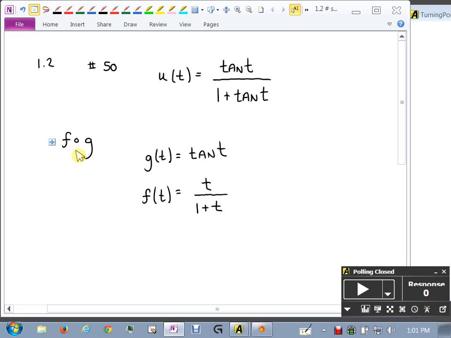F of g means you're plugging g into f, right? So if you take this right here, tangent, and you plug it into the f function, so replace that t with tangent, then this top would become what? Tan t, and the bottom would become tan t, which would match up with this here. Yes? Good.